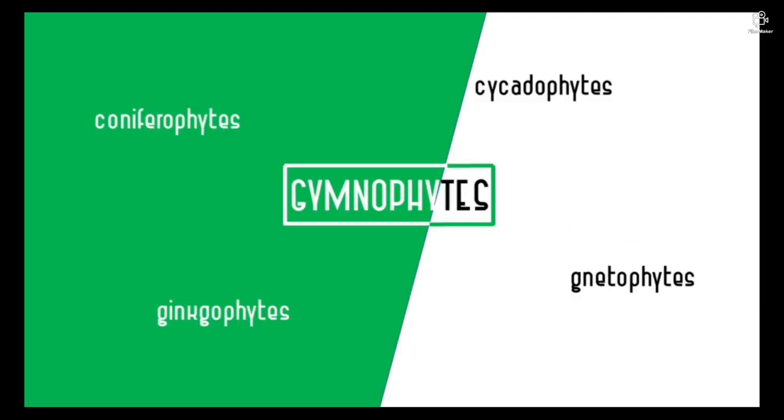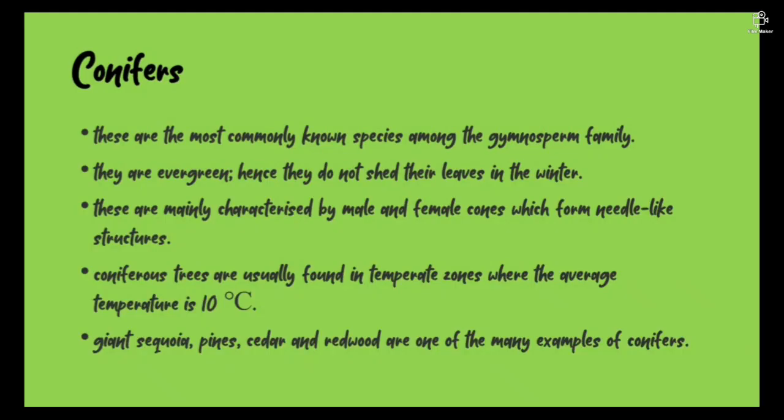Okay, so as you know, gymnosperms have four major divisions, which are Coniferophytes, Cycadophytes, Ginkgophytes, and Gnetophytes. So we're about to talk about the four major divisions. Let's take a look at them one by one. We want to start with conifers.